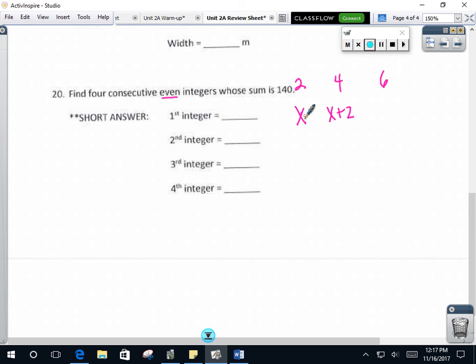To get from 2 to 6 you have to add 4. And then your next even number is 8. To get from a 2 to an 8 you have to add 6. Now combine those and what do you get? Right, 4x plus 12, and they should add up because it says the sum is 140. Now what do I do?